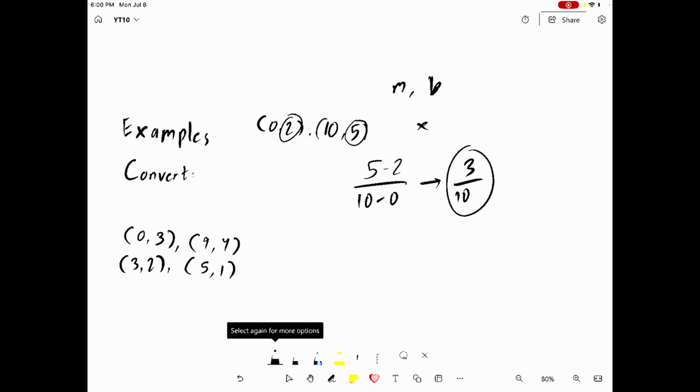For b, let's say y is equal to 3 out of 10 x plus b. Let's substitute this point in to find b. Y is equal to 3 by 10 times 0 is 0, and y is actually equal to 2.